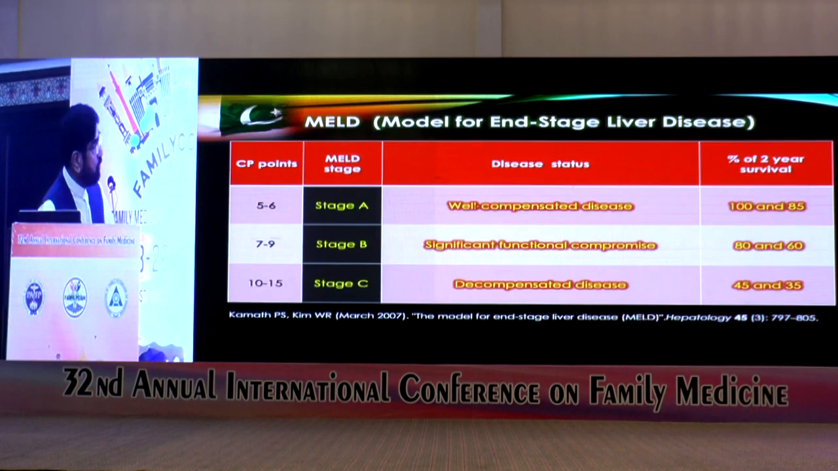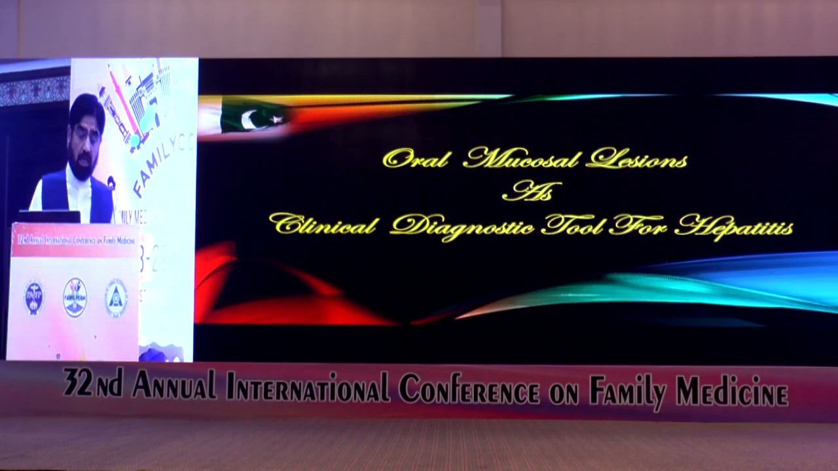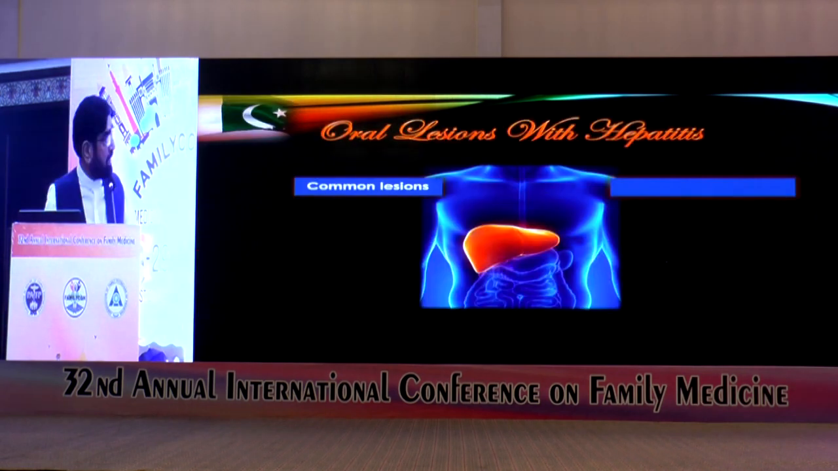According to CP points, we used to have the MELD, or what you call the Model for End-stage Liver Disease, stage A, stage B, stage C, and we evaluate the lifespan. At the first level you can see 100%, and when you come to the C stage, it is reduced to 45 to 35%. Ladies and gentlemen, generally the mucosal lesions present in the oral cavity, which is my topic, are common and less common lesions.